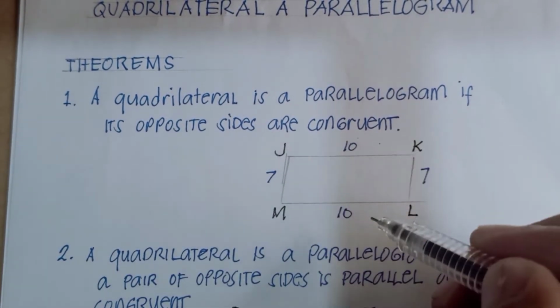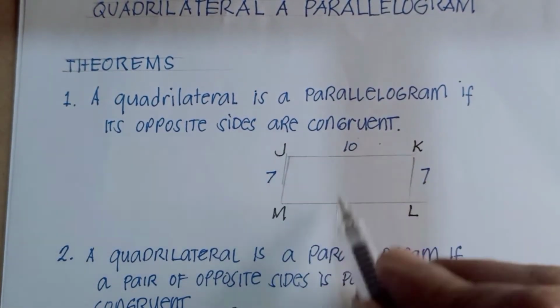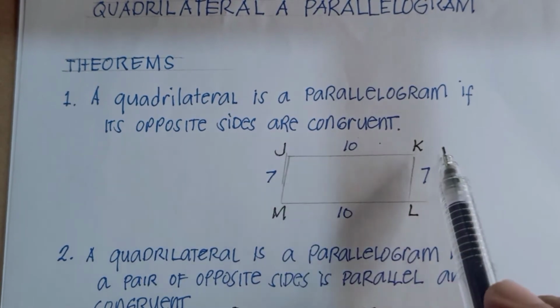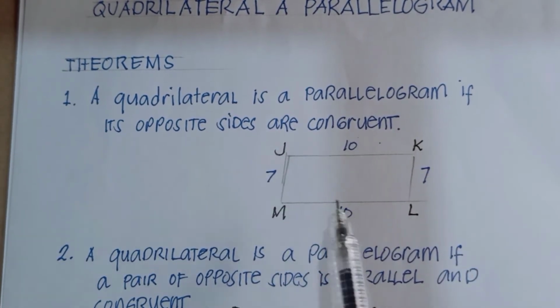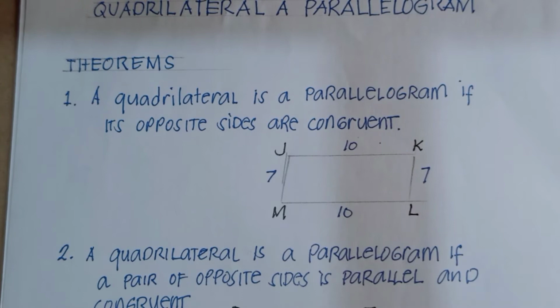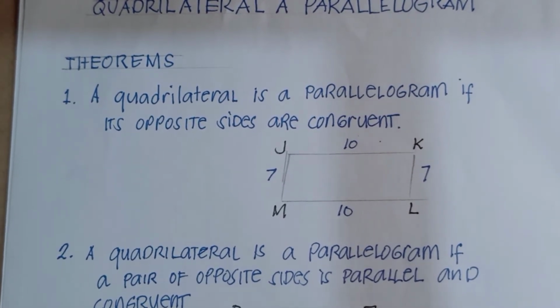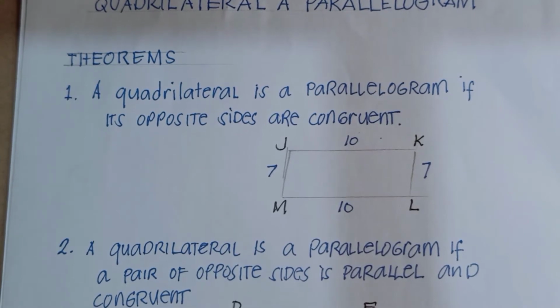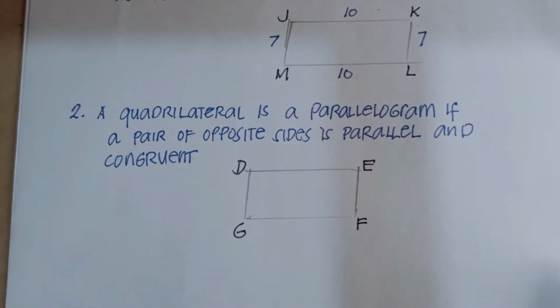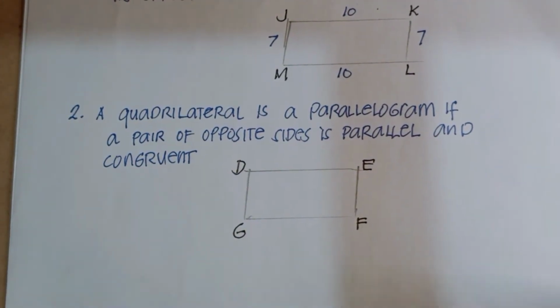So, JK is congruent to ML. They are both 10. JM is congruent to KL. Therefore, JKLM is a parallelogram. Okay, so sana naintindihan niyo yan. That is theorem number 1. Okay, let's go to theorem number 2.